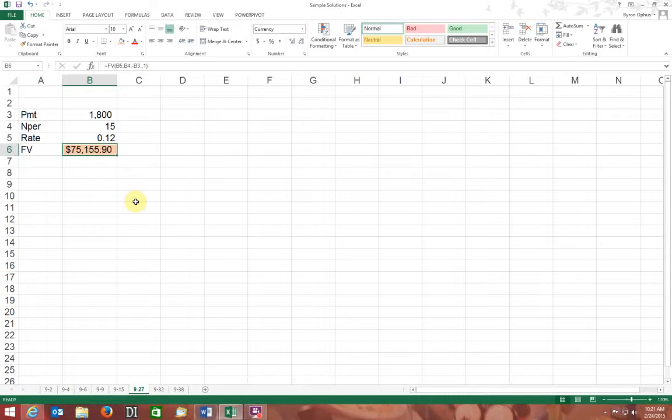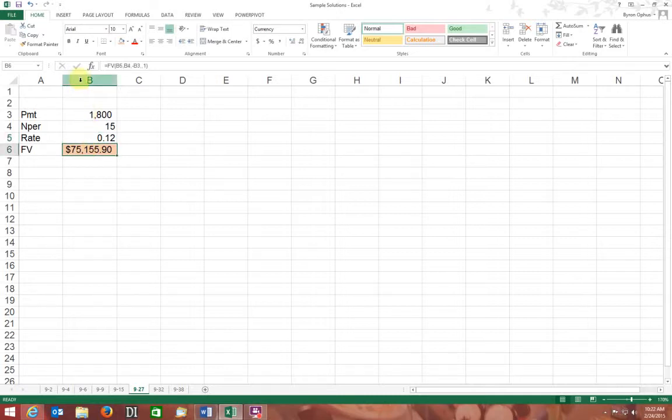It says, what's the future value of a 15-year annuity? So the number of periods is 15. It gives us our rate as 12%. And then it tells us that our amount is $1,800 per year. So we've got a payment of $1,800, number of periods 15, my rate is 12%. In this case, I'm going to solve for the future value. That's what it asks me.